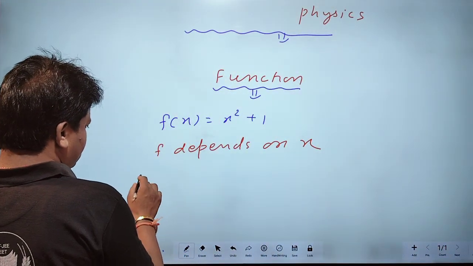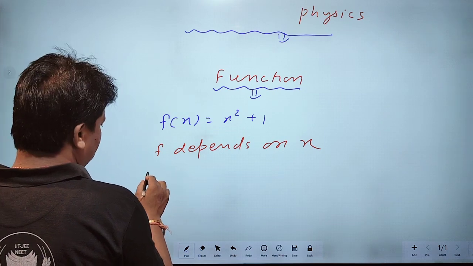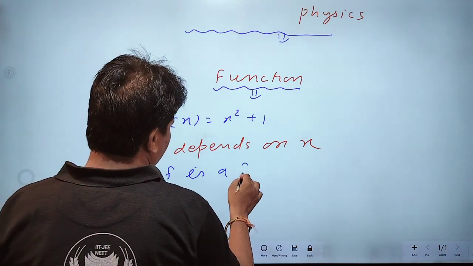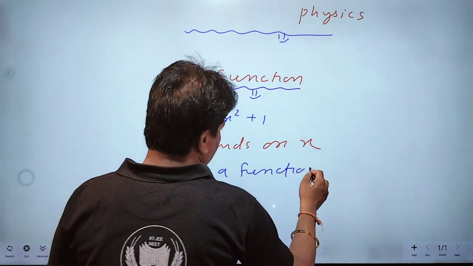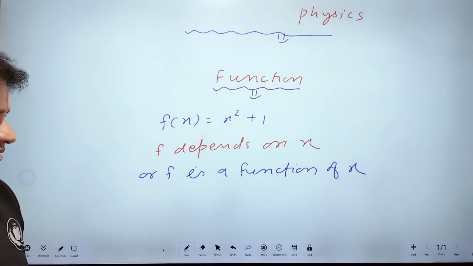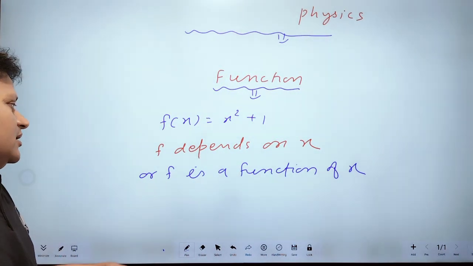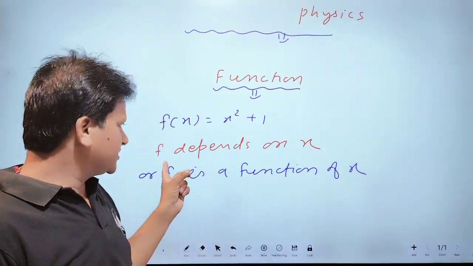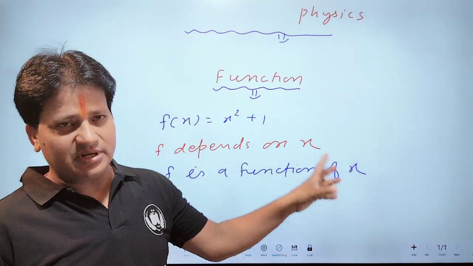It can be written in another form: f is a function of x. Okay? f is a function of x. f depends on x. Both are same.